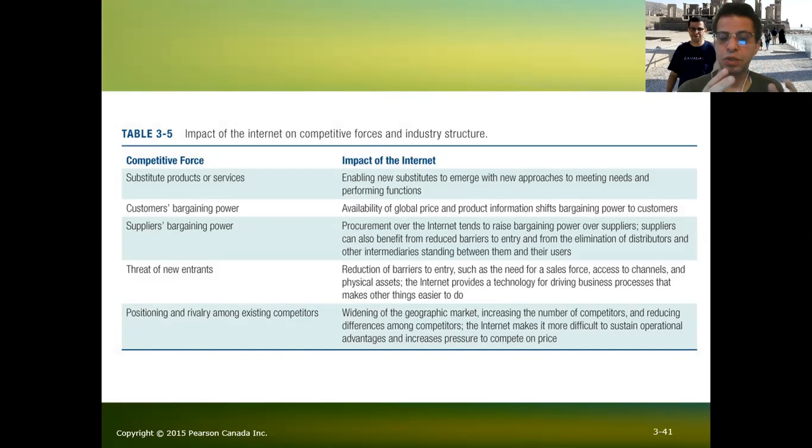And also when it comes to positioning and rivalry among existing competitors, the widening of the geographical reach, it's an open market now, increasing the number of competitors. So you compete with outsiders competing with you, and the differences among the competitors are reduced. The internet makes it more difficult to sustain an operational advantage and increases the pressure on competitive pricing, because if you need an IT consultant, you can get one in Canada at $2,000 a day at least. The same IT consultant you can get offshore at $500. So that puts a strain on the prices.